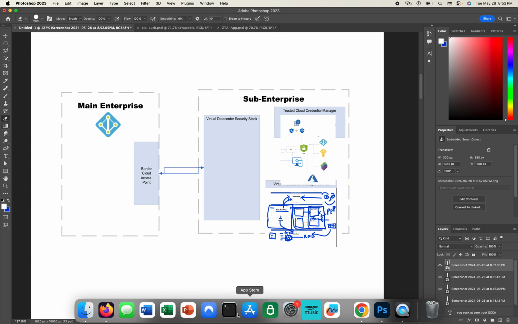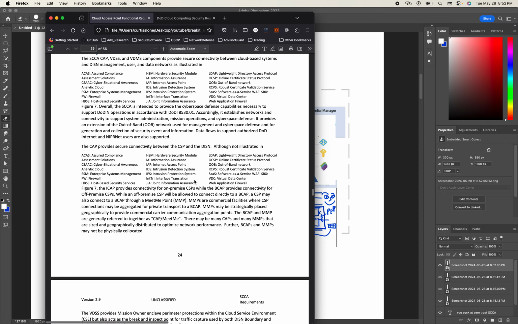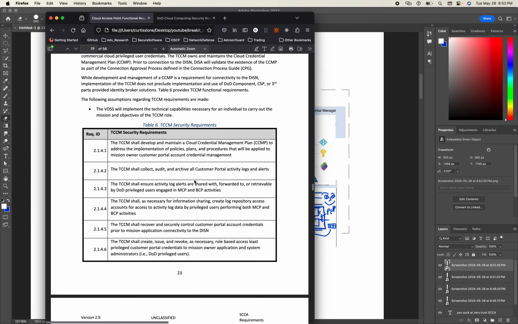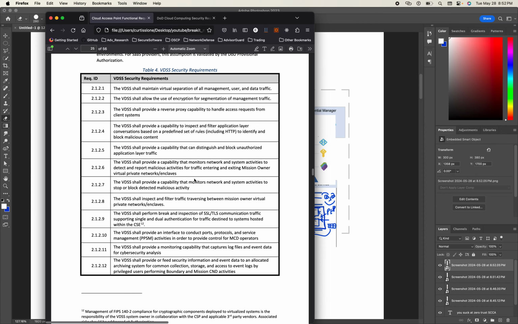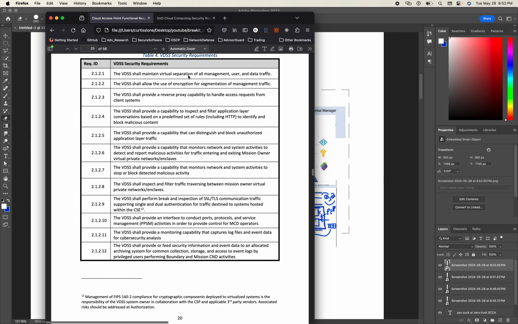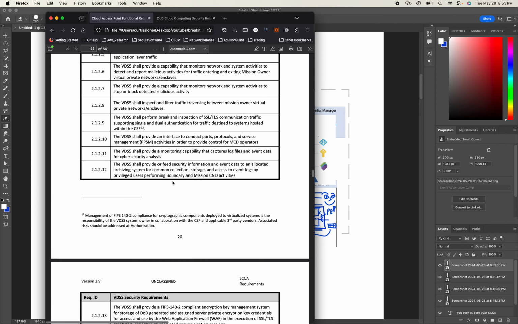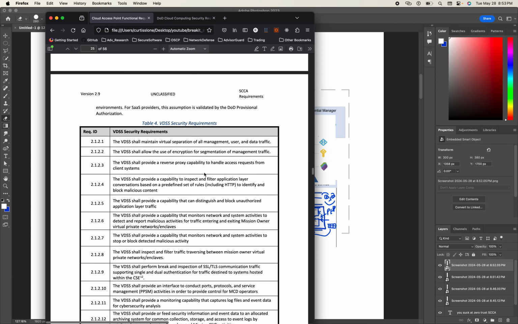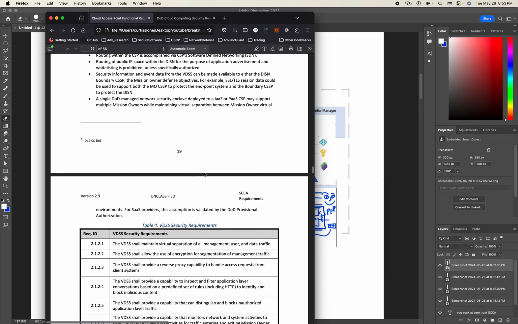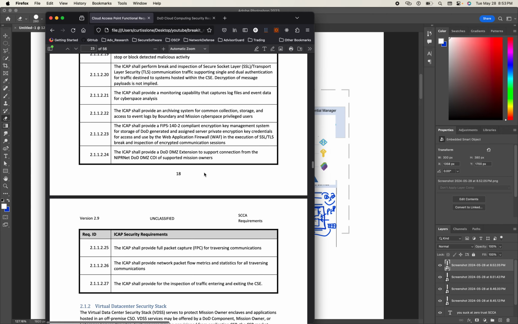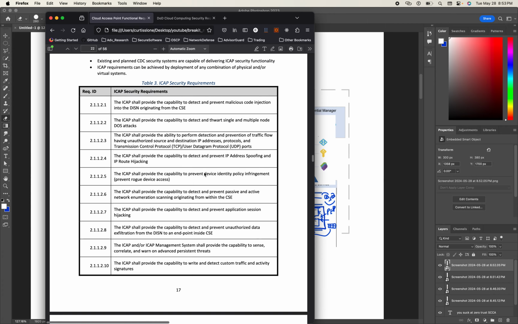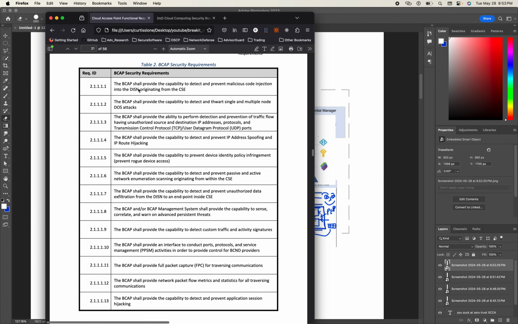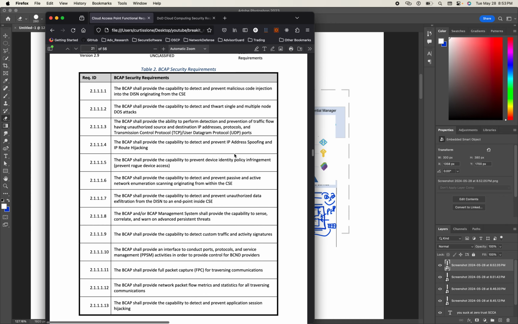But wait, there's more. It's never this simple, because there's also a bunch of requirements, right? What is the VDSS going to have? All these requirements must be met for it to meet a secure cloud computing architecture. It's your ICAP. We don't care about the ICAP. We care about the BCAP. These are your security requirements.